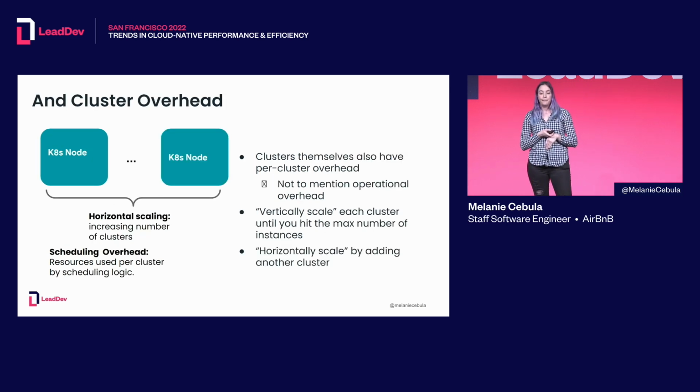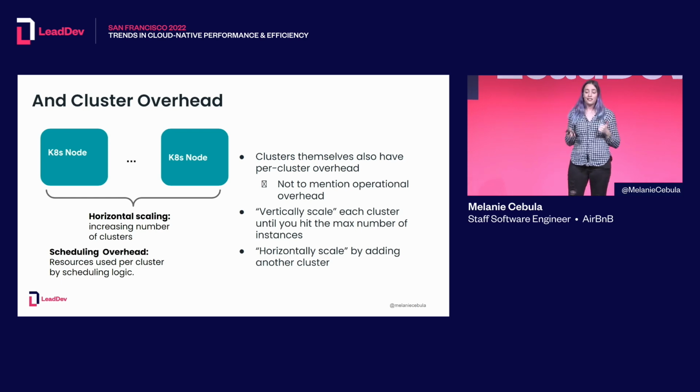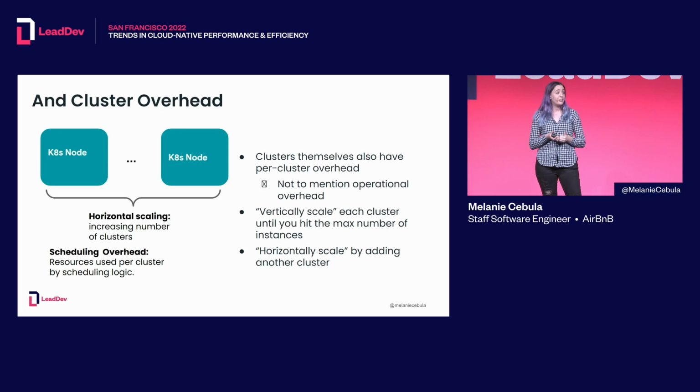Okay. Actually, who here runs on Kubernetes or with a scheduler? Okay, good. You can also look at Kubernetes cluster overhead. So we actually have significant scheduling overhead, which is the resources used per cluster by scheduling logic. Not to mention operational overhead that you or your infrastructure engineers might be subjected to. So you can also vertically scale each cluster until you hit the maximum number of instances and horizontally scale by adding a whole other cluster.